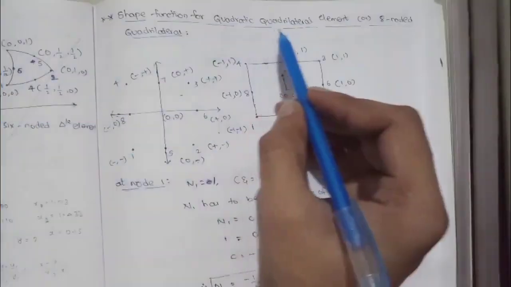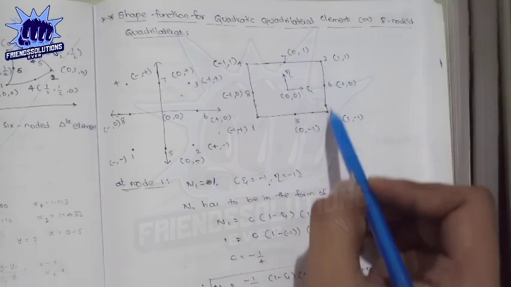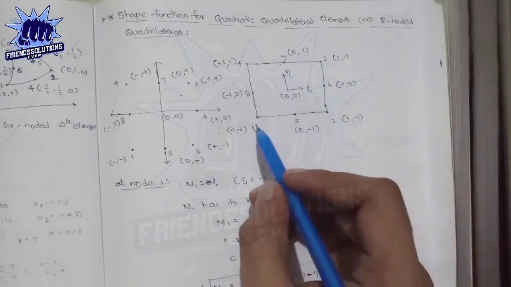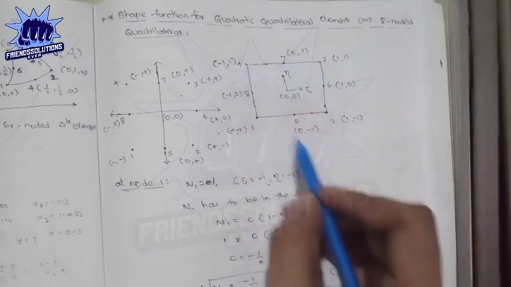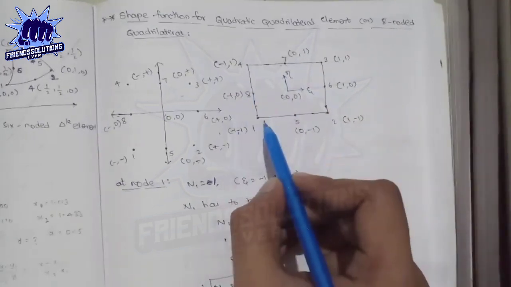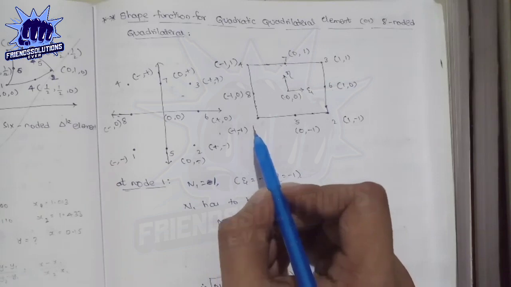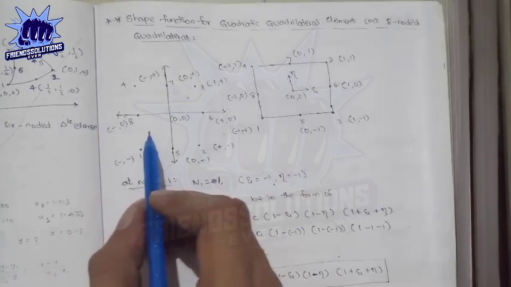Shape function for quadratic quadrilateral element, known as the 8-noded quadrilateral. Now let us consider a quadrilateral element with 8 nodes: node 1, 2, 3, 4, 5, 6, 7 and 8. Now for each node we have to give coordinates. So how to find the coordinates for each node comes here.